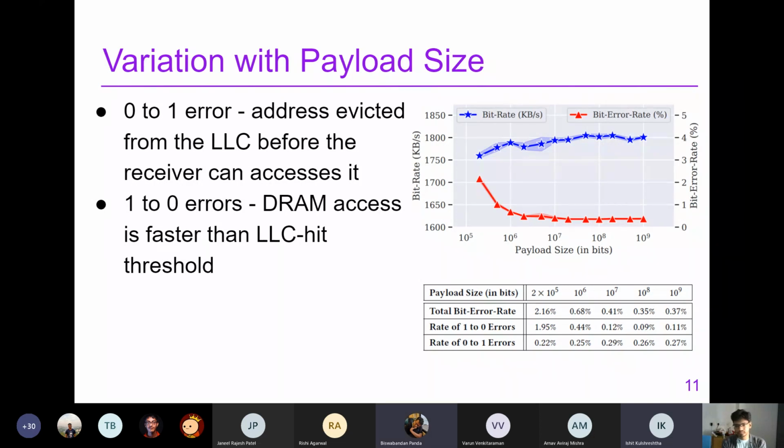Because if the error is going down, that means with a larger payload, DRAM access is actually becoming slower. That can only happen if you are, again, switching from one page to another page. Yes, exactly. So if your working set, or whatever you want to communicate, actually spans multiple pages, the probability of getting a row hit rate goes down. That explains why.